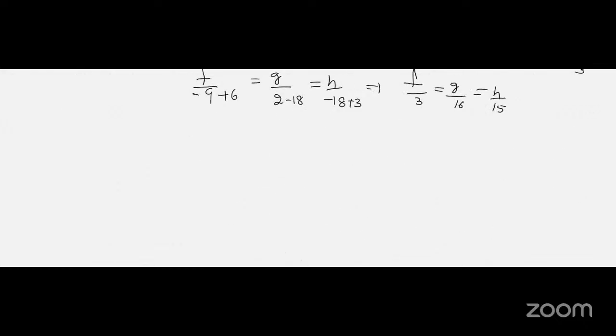Then substitute f, g, h in equation 1. Then we are getting 3yz plus 16zx plus 15xy equal to 0. Okay, so this is a cone equation.